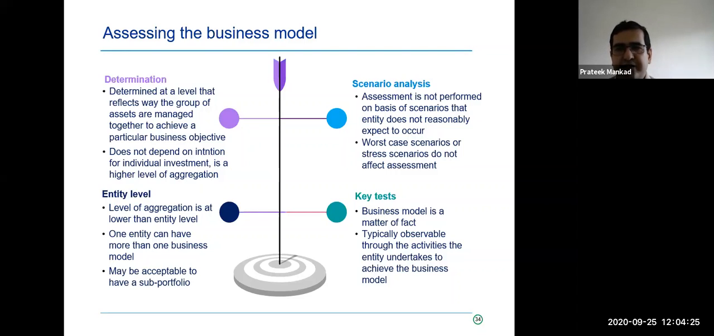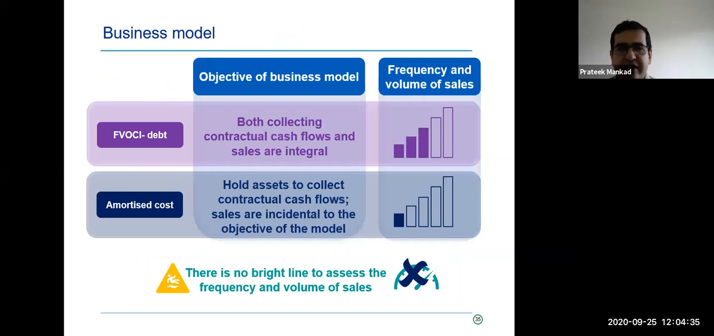It says volume or frequency is rare and volume has to be negligible. It did not define any of those. So basically the standard here introduces an element of judgment.